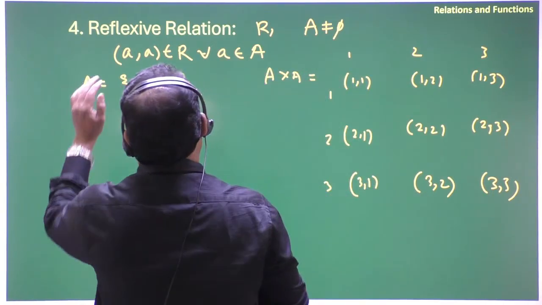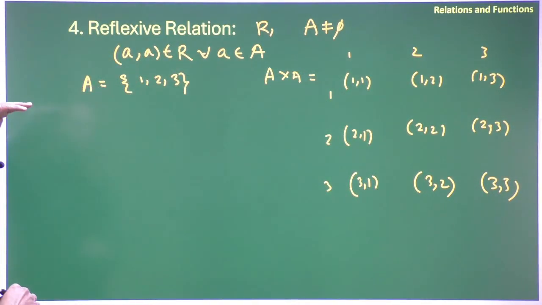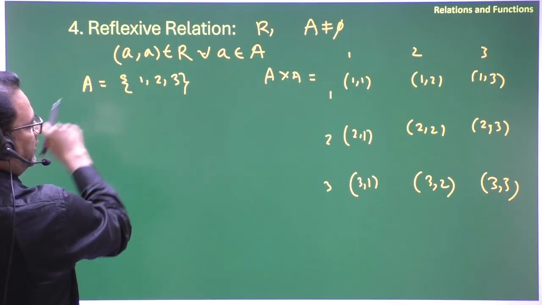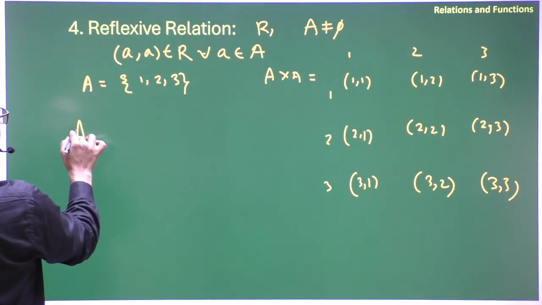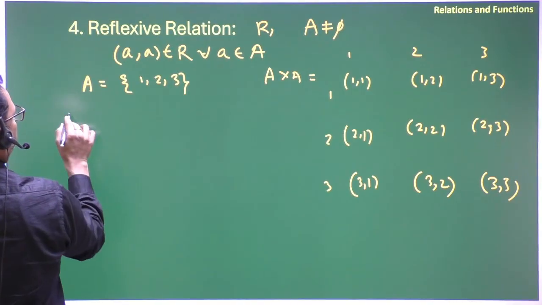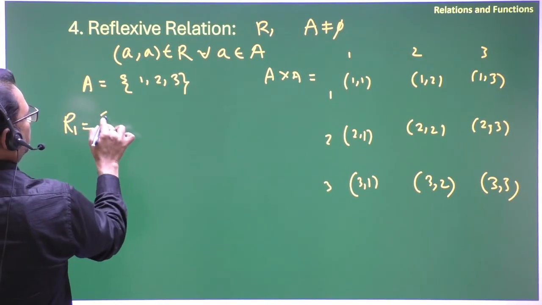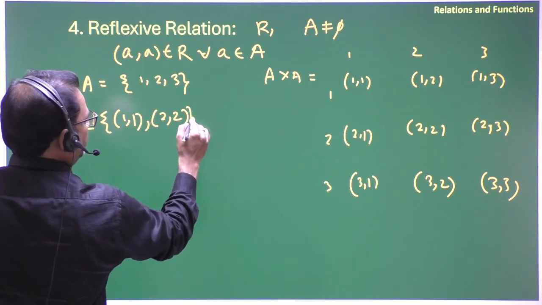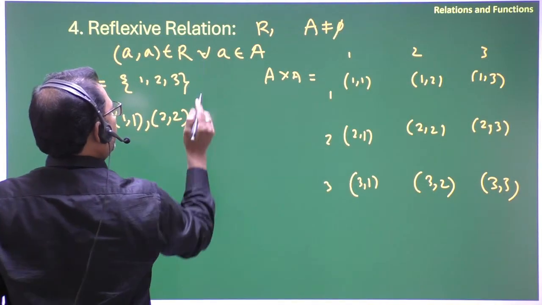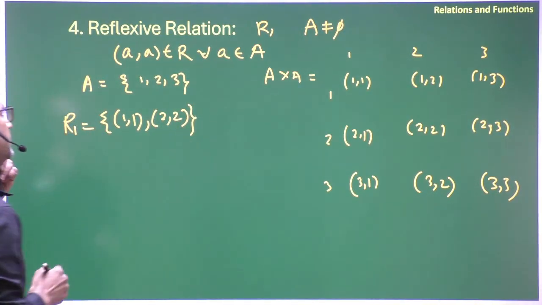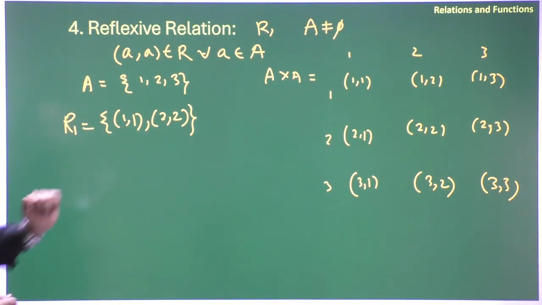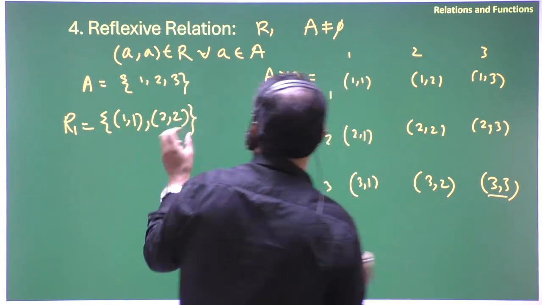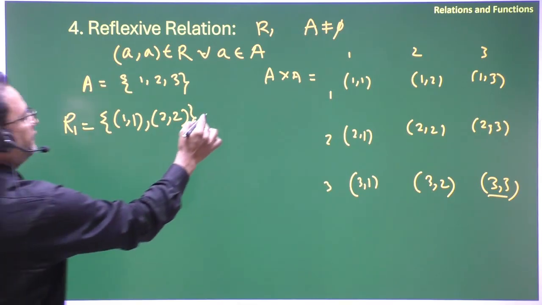Now, what is a reflexive relation? It is a relation where every a is associated with a. Take the relation R1 as 1,1 and 2,2 and not any other element, leaving out 3,3. Now, is this a reflexive relation? The answer is no. It is not reflexive because A contains 3, but 3,3 is not present in the relation. So it is not a reflexive relation.